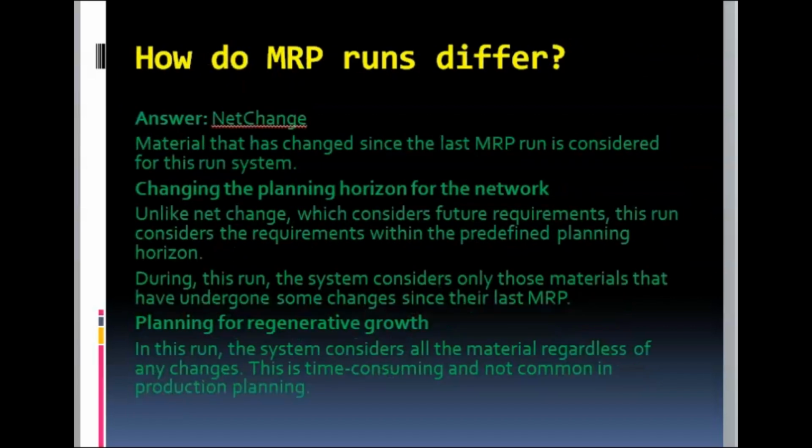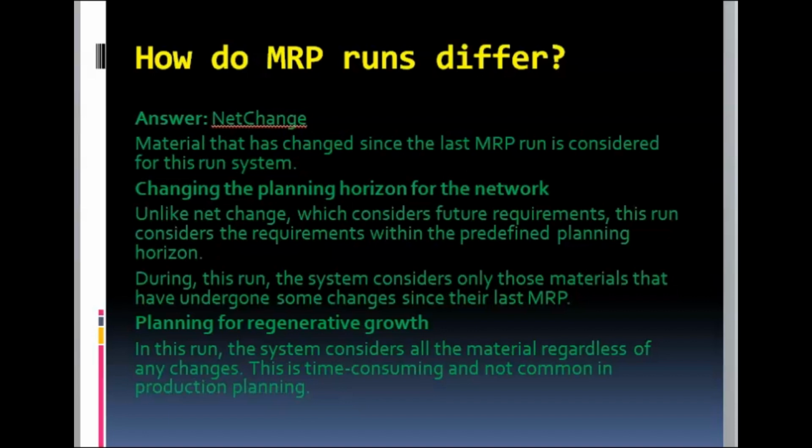How do MRP runs differ? Answer: net change. Material that has changed since the last MRP run is considered for this run. Changing the planning horizon for this net change considers future requirements. These runs consider the requirements within the predefined planning horizon. During this run, the system considers only those materials that have undergone some changes since their last MRP run.